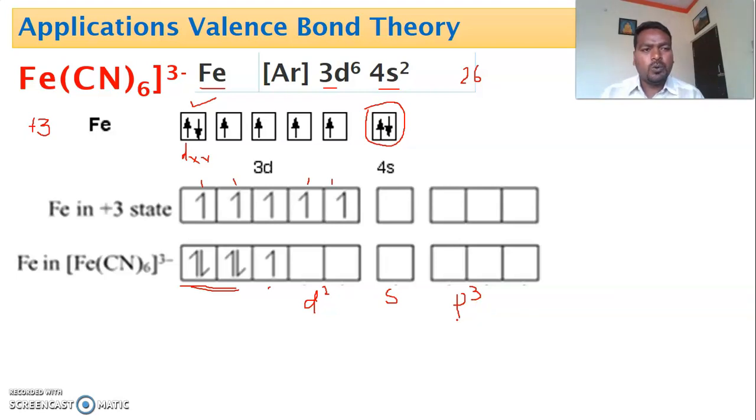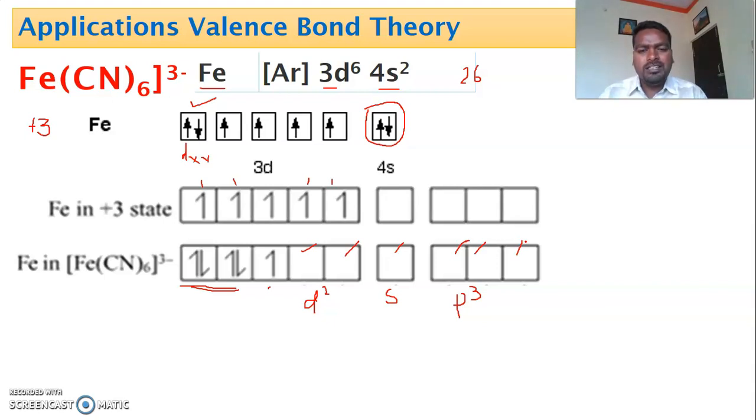Dear students, once the ligand forces the electrons to pair up, it is going to occupy the next immediate orbitals. If there are 4 ligands, it is going to occupy 4 orbitals. If there are 6 ligands, it is going to take 6 immediate orbitals to form a bond. Then these are the 6 empty orbitals, that is 2 d orbitals, 1 s orbital and 3 p orbitals. These are the orbitals available to form a coordination bond.